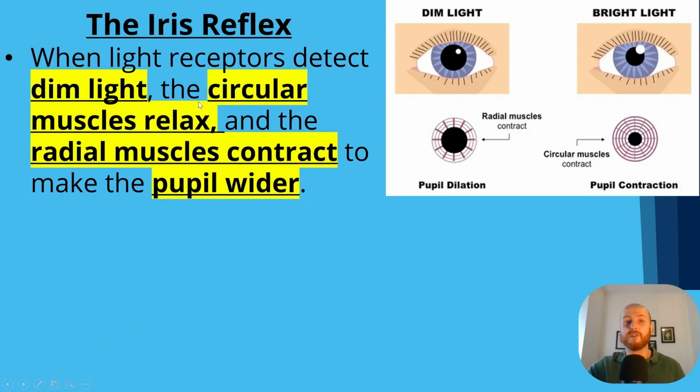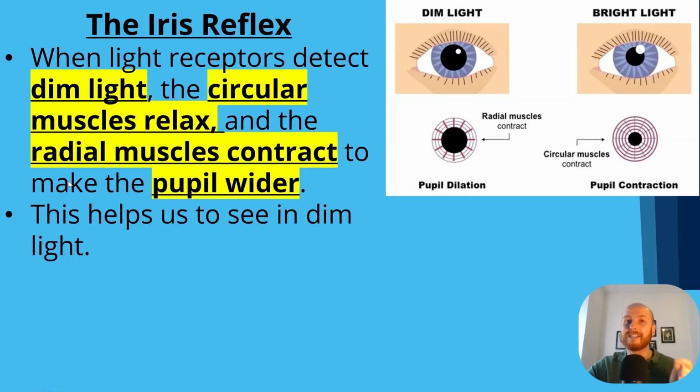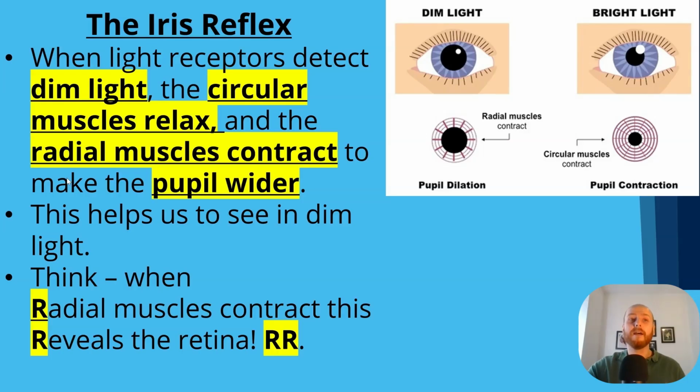When light receptors detect dim light, the circular muscles relax and the radial muscles contract, and this is going to make the pupil wider to let in more light. This helps us see in dim light. Now, the opposite happens here. So in dim light, the radial muscles contract and this reveals the retina. So think RR, when the radial muscles contract, this reveals the retina. CC, when the circular muscles contract, this covers the retina to protect it.